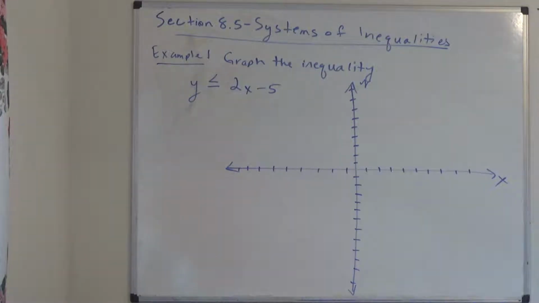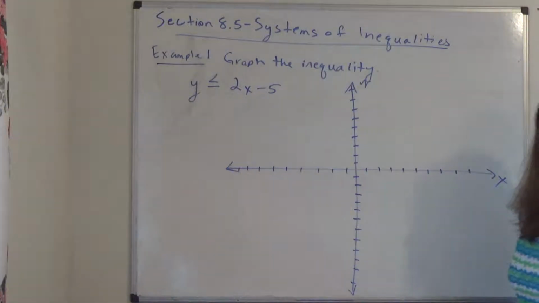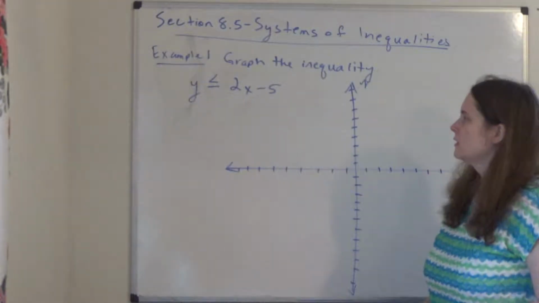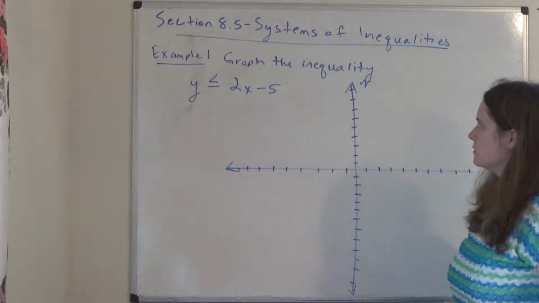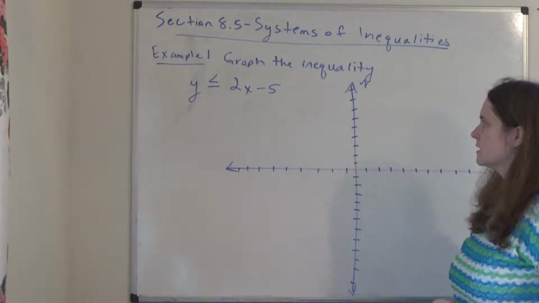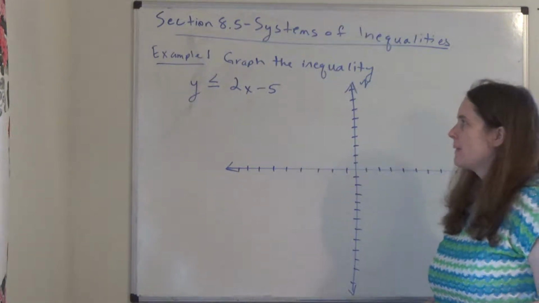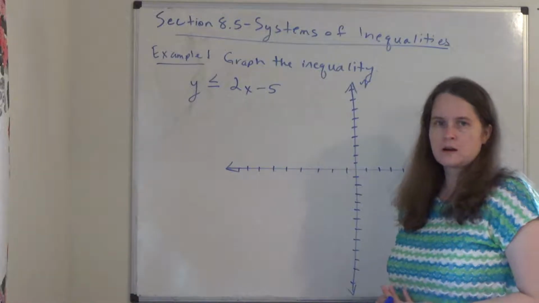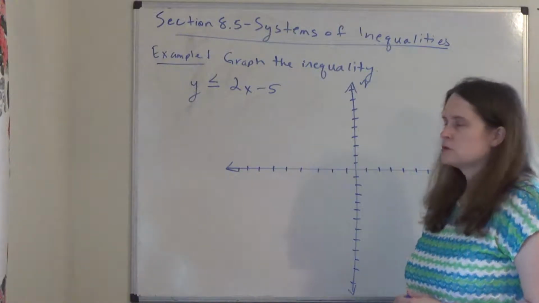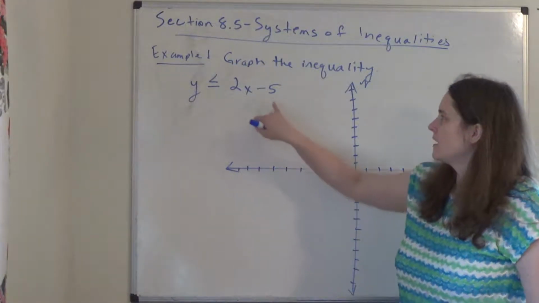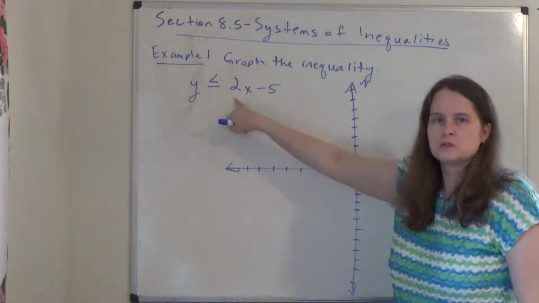This is a review of high school material, so this should not be a difficult section for you. So let's say I want to graph the inequality y is less than or equal to 2x minus 5. You would start just like you would if you were graphing the line. You can use your slope-intercept form. You've got a y-intercept at -5 and your slope is 2.